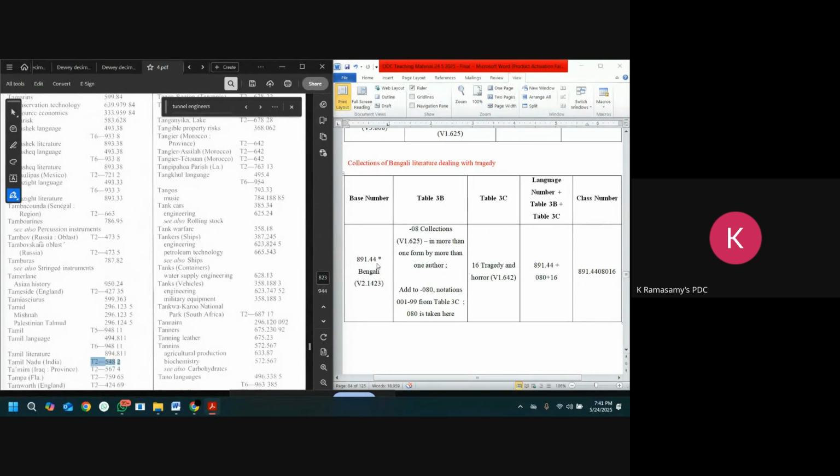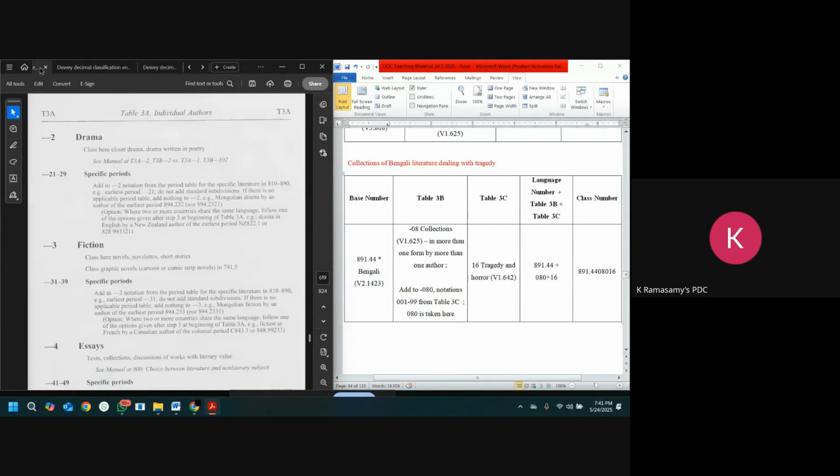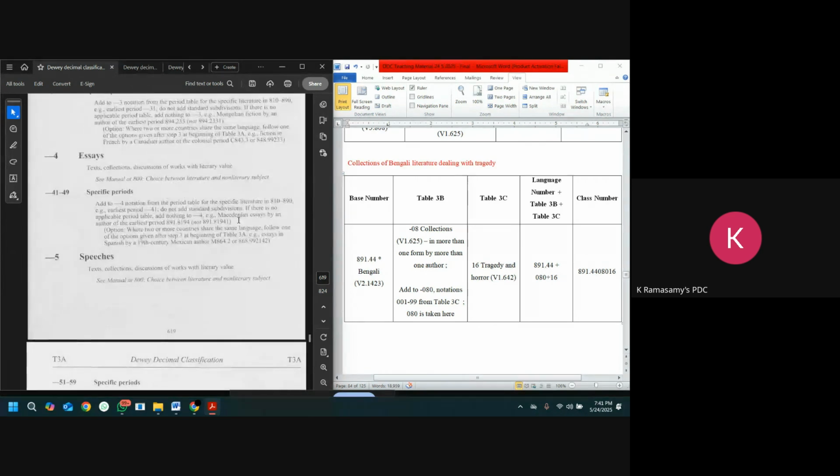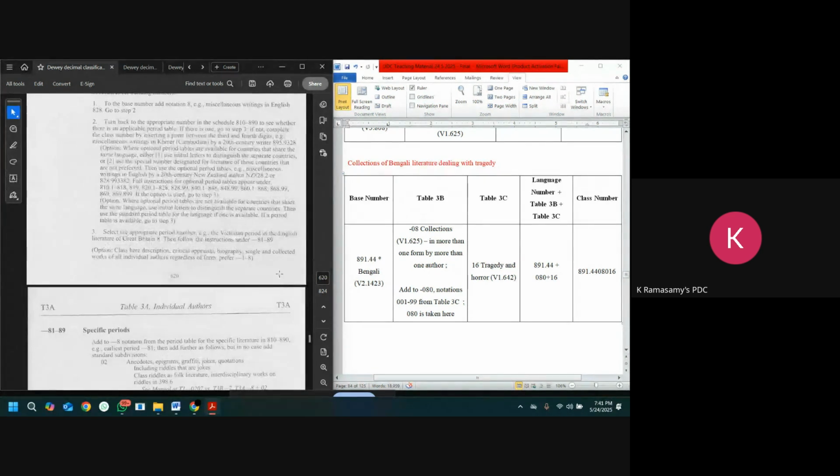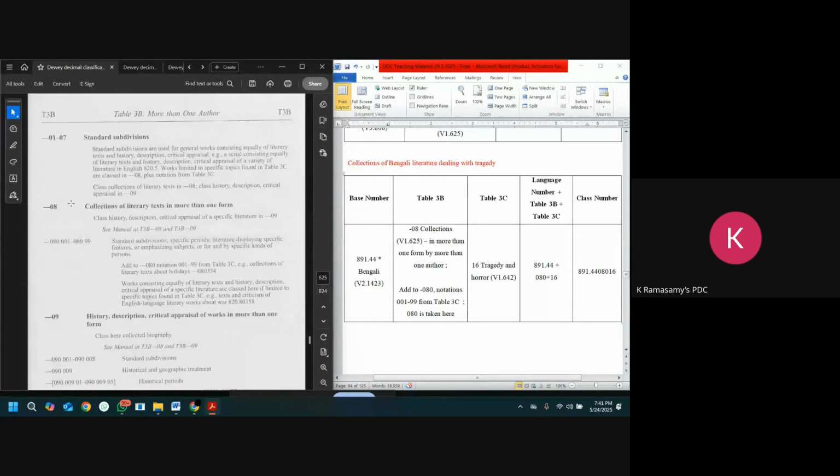891.44. Good. And I know very well this is not from one author. This is from many authors. So I should go to table 3B to get the number for collections. So I'll go to table 3B. This is table 3B. This is 3A. I'll move on to table 3B. In table 3B, I find out the number for collection. What is the number for collection? 08. So 08 is the number for collections.